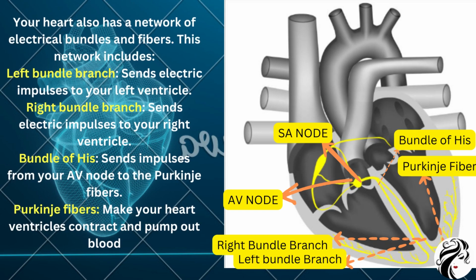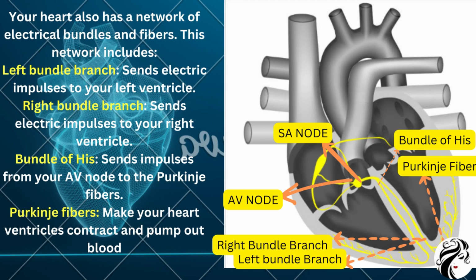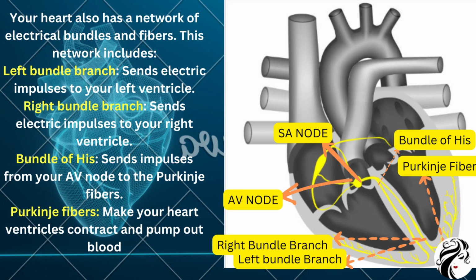So first the SA node generates the electrical impulse, then it transfers to the AV node, the atrioventricular node, then downwards to the bundle of His. Then the bundle of His supplies the signal to the right and left bundle branches. Then the signal goes further downward to the Purkinje fibers, which basically make a perfect rhythm and beat of the heart, which is important for our heart to beat.